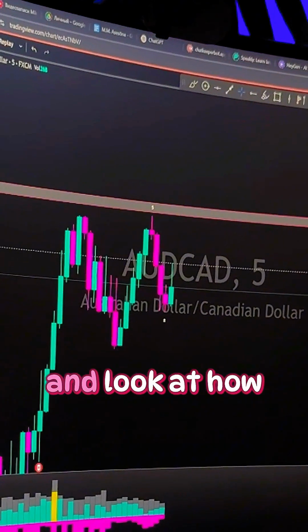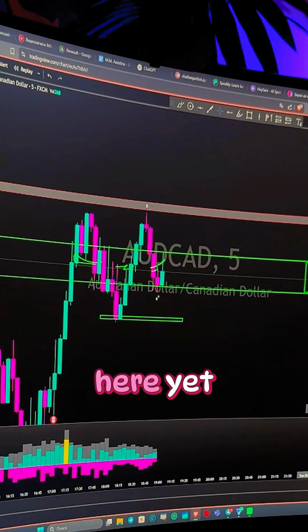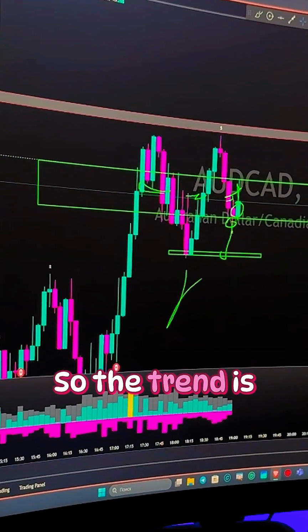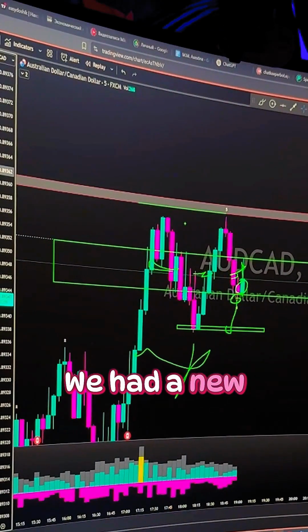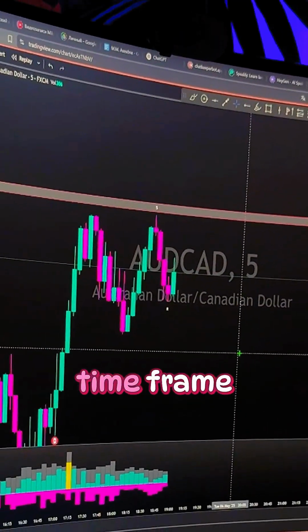It's a sideways market and look at how the volume is increasing here. There's a lot of buying and selling going on. But since the seller hasn't been allowed in here yet, we're providing resistance. So the trend is still in our favor for now. We had a new high. I think the right move here is to go long, just with a longer time frame.